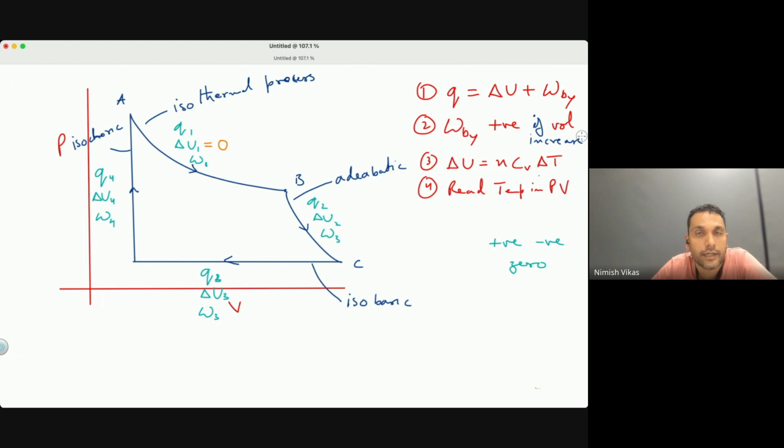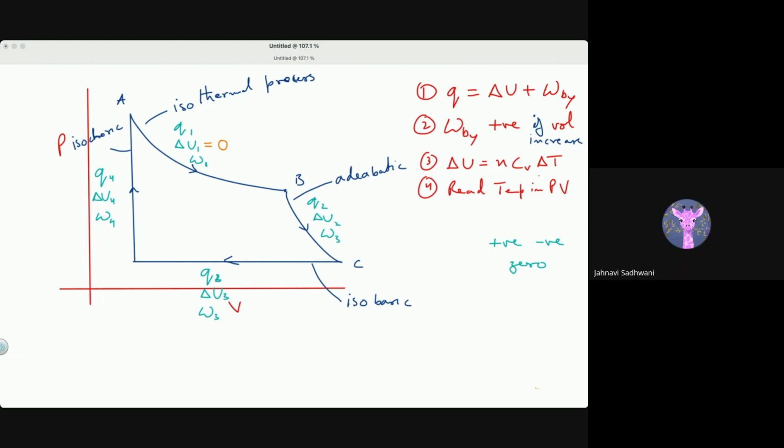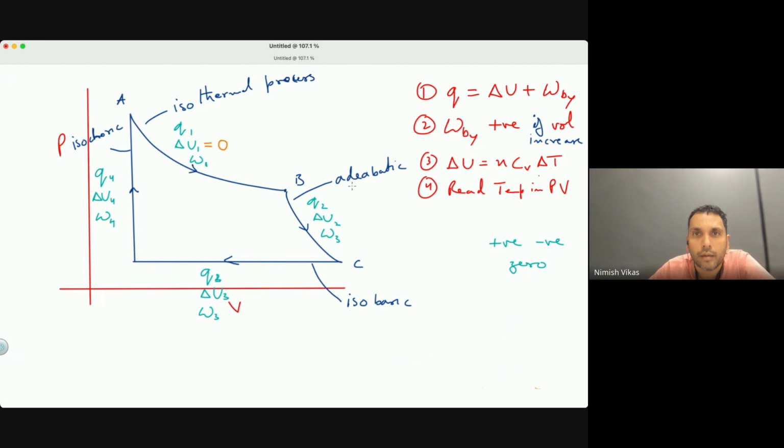Similarly, to identify work, you just have to check the volume. If it is increasing, it is positive. If it is decreasing, it is negative. So, anybody? Sir, could you repeat what adiabatic process was? Adiabatic means when heat is not supplied to the system, neither taken from the system.